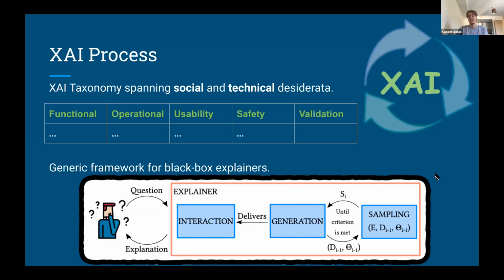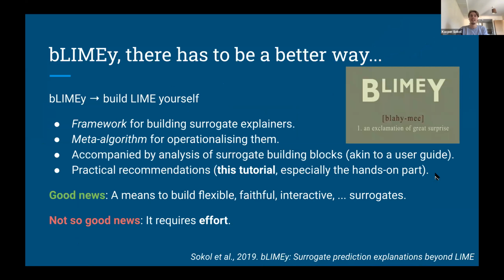But then we said, it's not possible to do it for XAI as a whole field, but we can do it for surrogates. And we thought about it, and we came up with bLIMEy, which stands for Build LIME Yourself. It's a generic framework for building surrogate explainers. It also has a meta algorithm for doing so, and it is accompanied by a lot of analysis of the surrogate building blocks for different data types, as well as practical recommendations, which we'll go through in this talk.